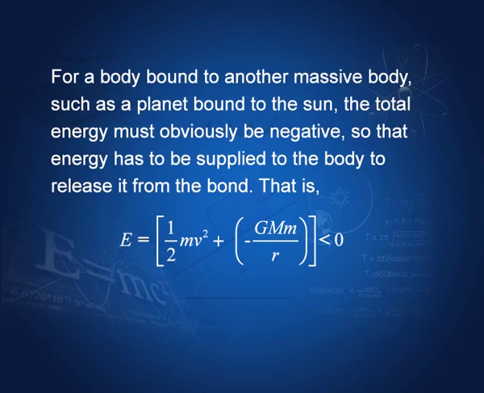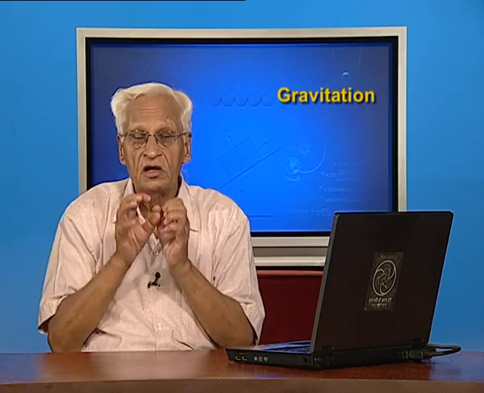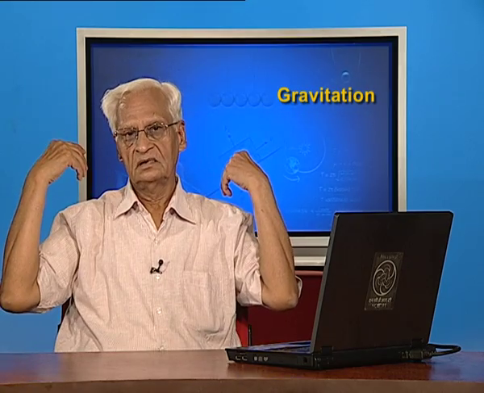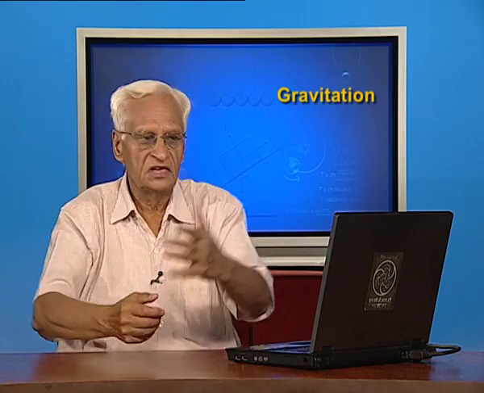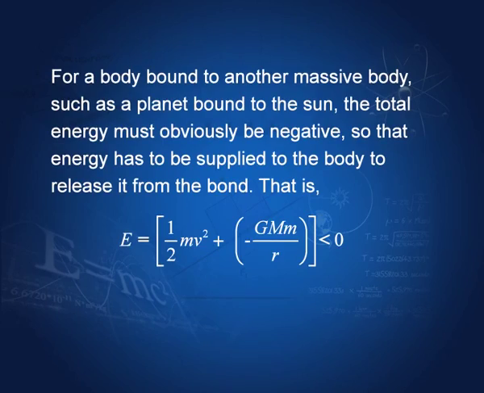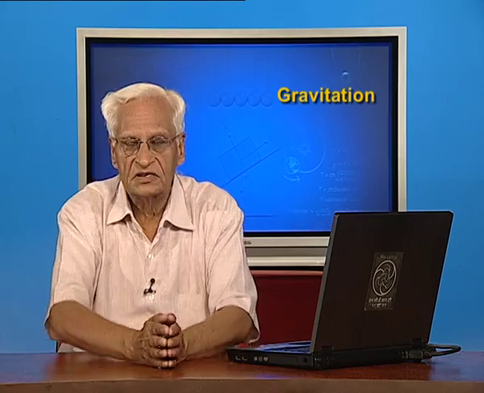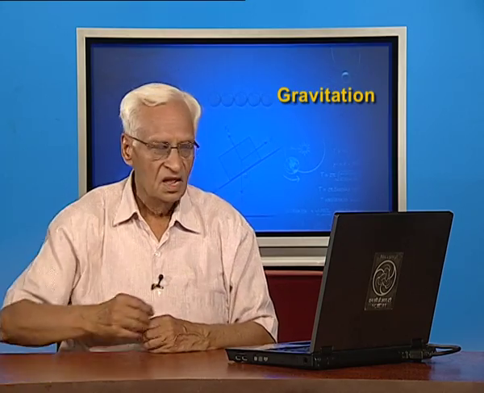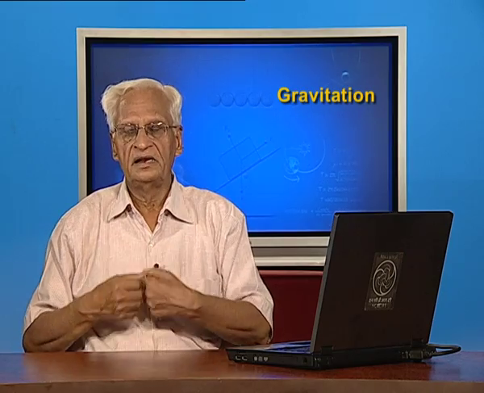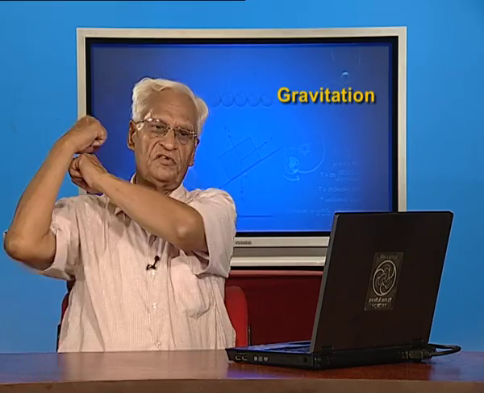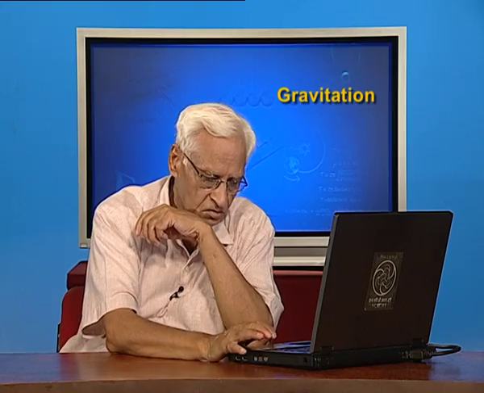Now, for a body bound to another massive body, such as the planet bound to the sun, the total energy must obviously be negative. Why is it negative? So that we need to do work to remove this body free of the gravitational potential. So, E is equal to half m v squared, that is kinetic energy, plus potential energy minus GMm by r, and the sum of these two must be less than 0 for the particle to be bound. For example, for the earth to be bound to the sun, the total energy must be negative. So, that energy is required to be given to the earth to remove it from the clutches of the sun.